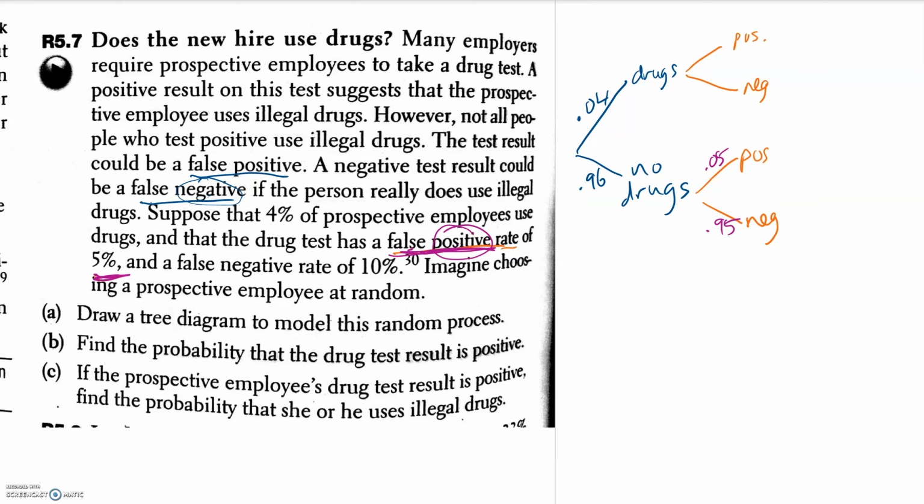So that's a false positive right here. In fact, here you can put the false positive. Again, this is saying that it was a positive test result. It looks like they were doing drugs, but it turns out they were not. It was false. They were not doing drugs.